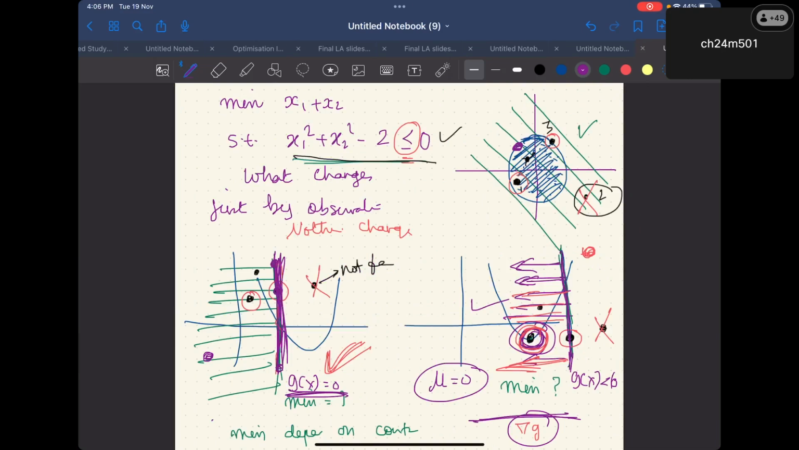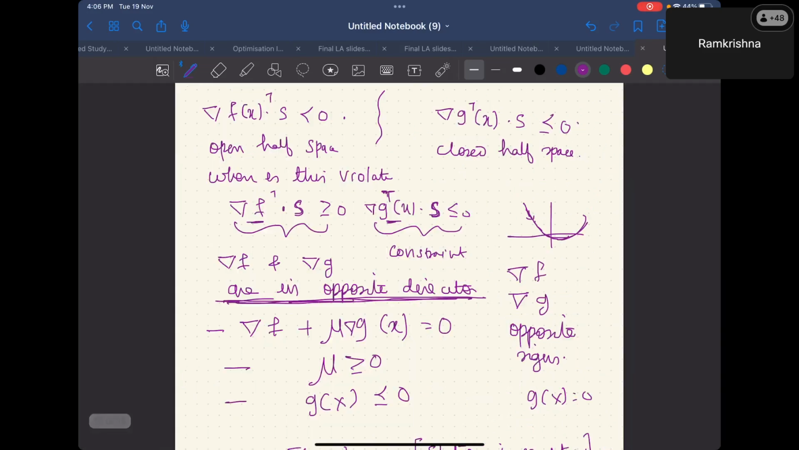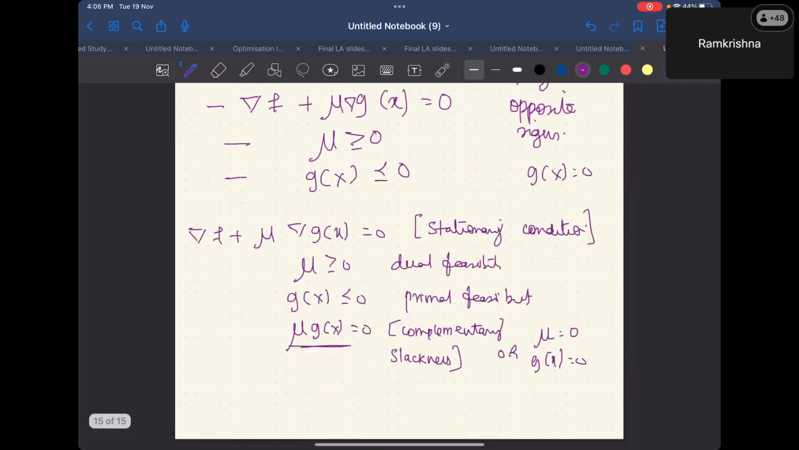Here I need to compute the gradient, and that gradient shows up here in the first line. And in the other case, when mu equal to 0, I don't need to compute the gradient because I'm well inside the feasible region. My minima is also inside the feasible region.